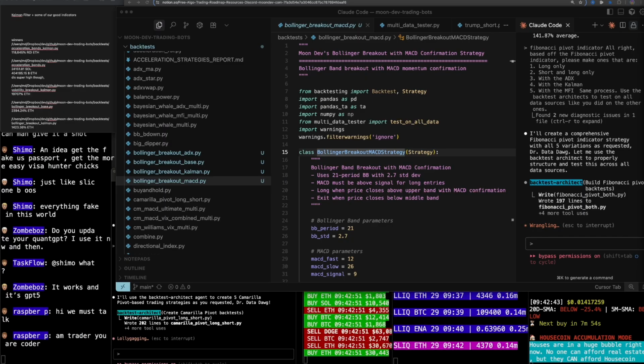All right, so we got the backtest architect running on both of them. I'm a trader, you're a coder. Nice. I'm a trader too. I'm a trader and a coder. We trade and code around here.